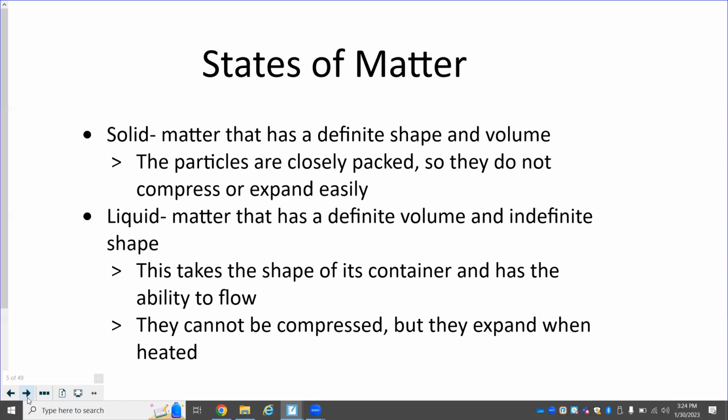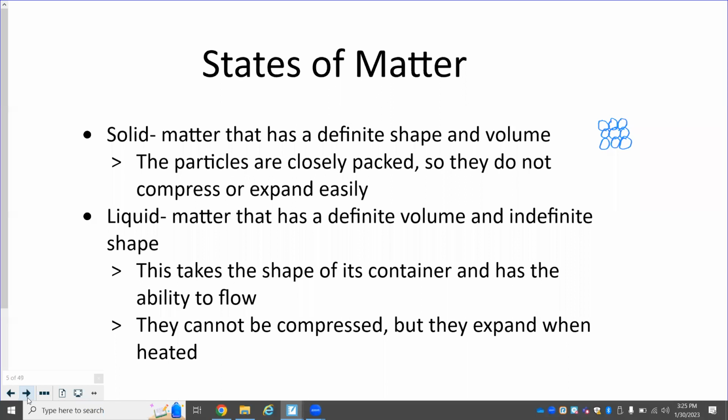In a solid, the particles are closely packed together. There is not a lot of empty space between particles, so they do not compress or expand easily. If we were looking at the particulate level, zoomed in and able to see all the individual particles, you would see in a solid that all of the particles are touching and there are no gaps where it can be compressed. So whenever you're looking at a solid, you're going to see all of the particles packed together.